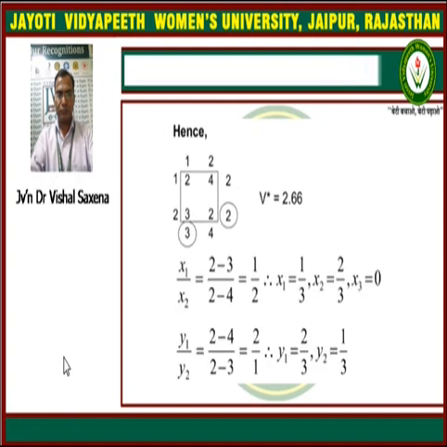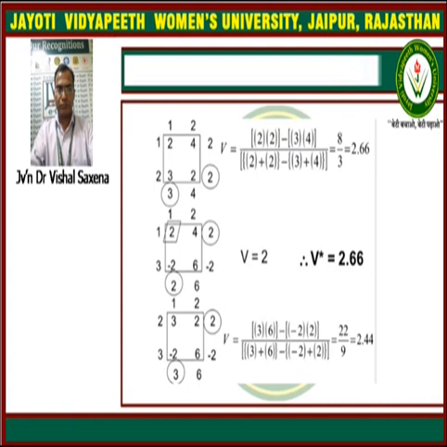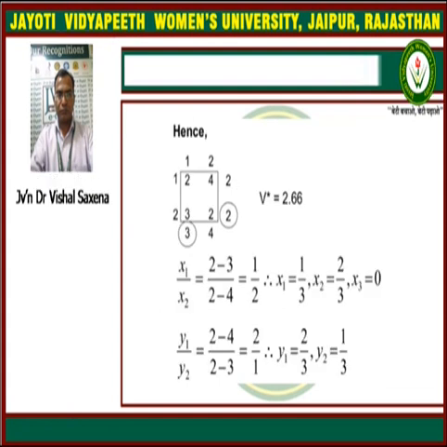Hence the game with the optimum value 2.66 is taken. That is the first game for the 2 strategies 1-2 and 1-2, and this sub game is mentioned here for the 2 strategies 1-2 and 1-2. This is the first sub game, and its value is 2.66. Now next we have to find the strategies, x1 upon x2 by the formula, and y1 upon y2 by the formula.